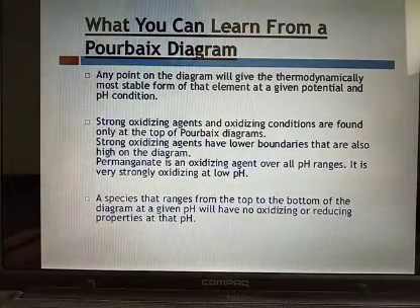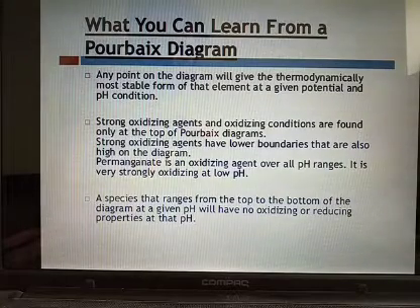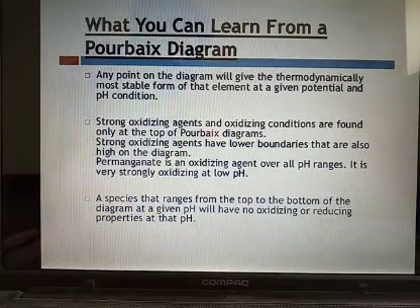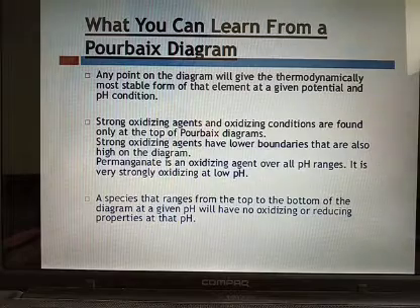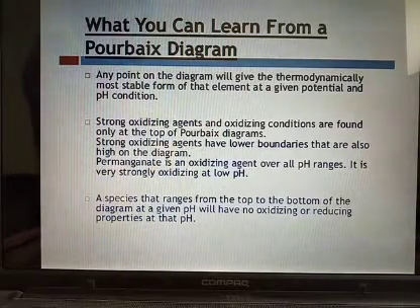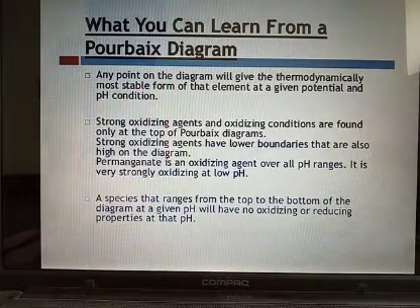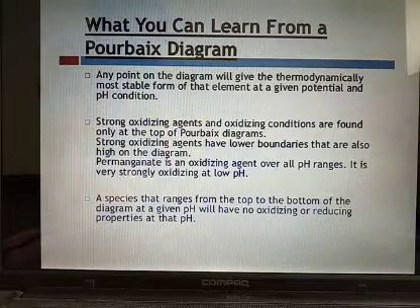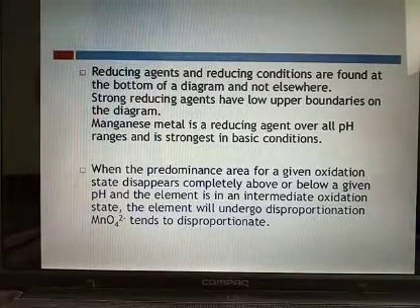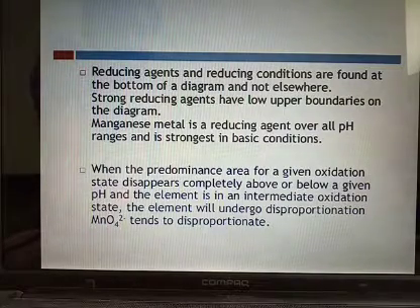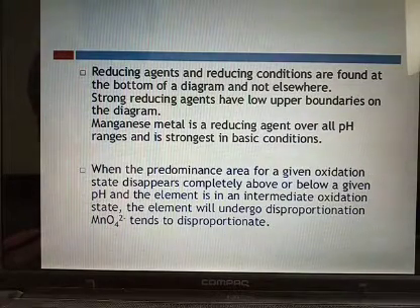Any point on the diagram gives the thermodynamically most stable form of that element at a given potential and pH. Strong oxidizing conditions can be found at the top of the Pourbaix diagram. Strong oxidizing agents have lower boundaries that are higher on the diagram. A permanent oxidizing agent over all pH is a very strong oxidizing agent at low pH. Reducing agents and reducing conditions are found at the bottom of the diagram. It is very easy, and the reducing agent has a lower upper boundary on this diagram, that is manganese.